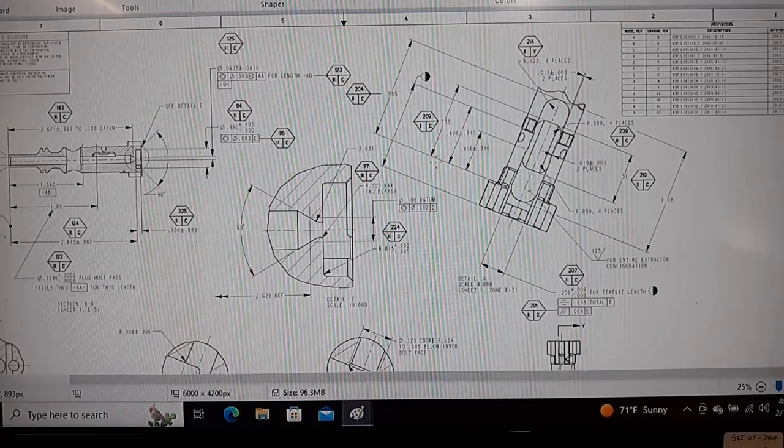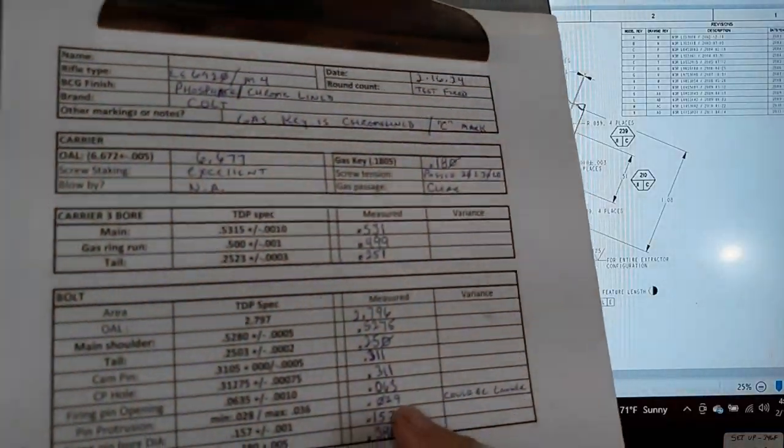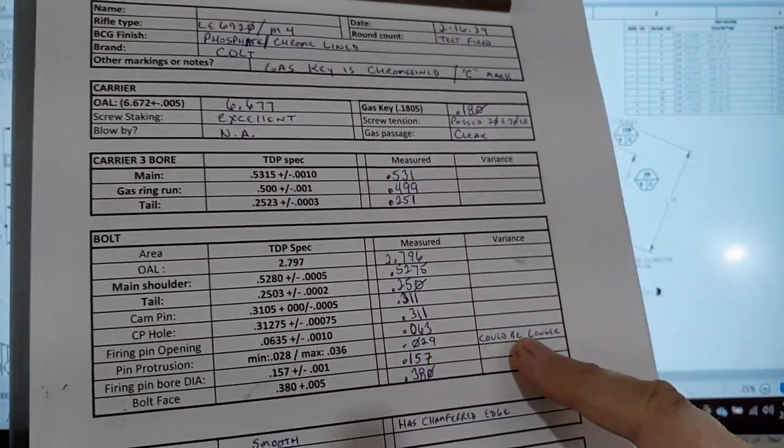Now on the Colt, and it's not necessarily a bad thing, this is because it's a brand new gun and the tolerances are so tight on it. When I measured the firing pin protrusion, it came out to 0.029, as you can see here annotated. And I also put on the thing, it could be longer.